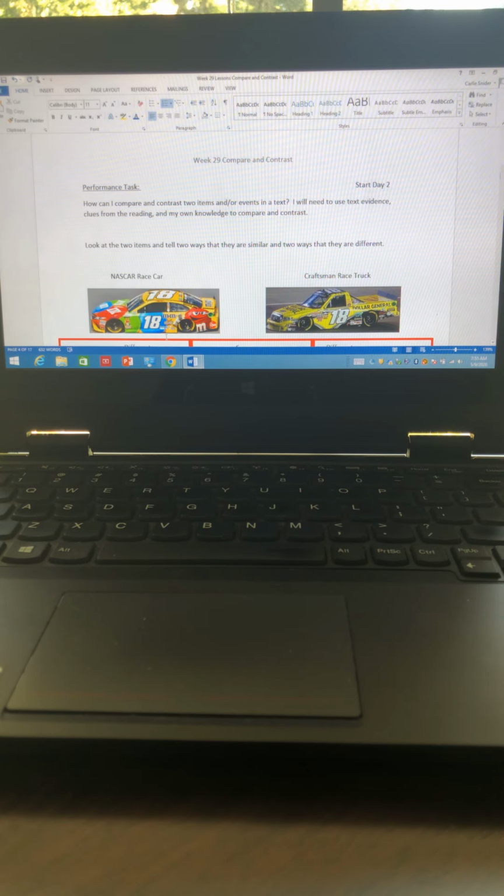Welcome to week 8, day 2 of our e-learning lessons. This is our final week of academics for the rest of this 4th grade school year. Text structure is compare and contrast that we're focused on for the week.